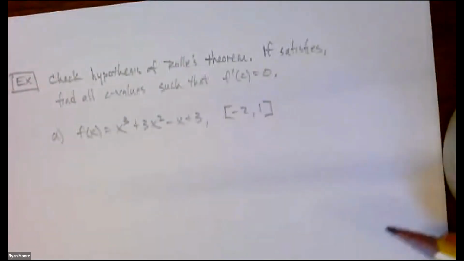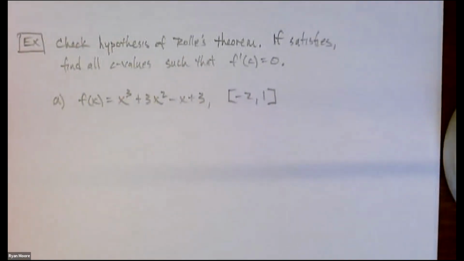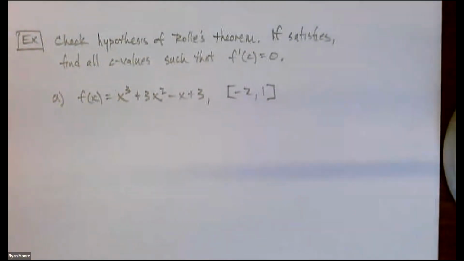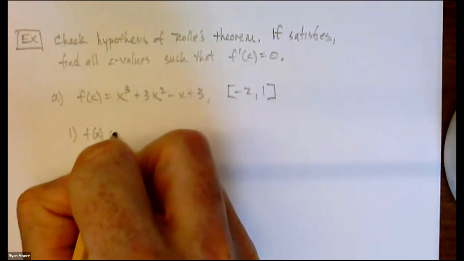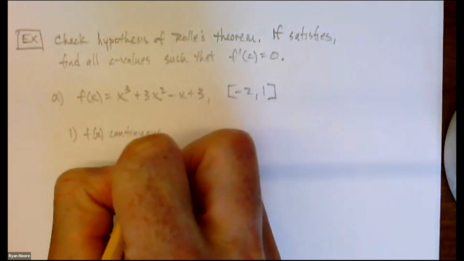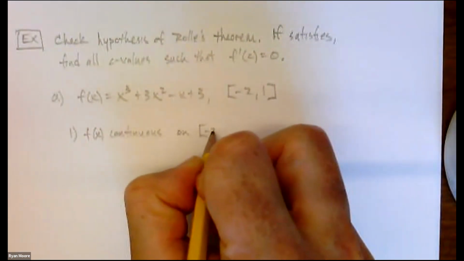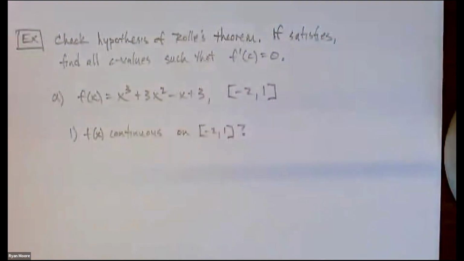Hop over to my paper here. I've already got it written out. Check the hypotheses. If it satisfies the 3 hypotheses, then find the c values. We'll start with f of x equals x cubed plus 3x squared minus x plus 3 on the interval from -2 to 1. The first hypothesis is that f of x is continuous on our interval, so on [-2, 1]. We'll put a question mark: is it continuous?